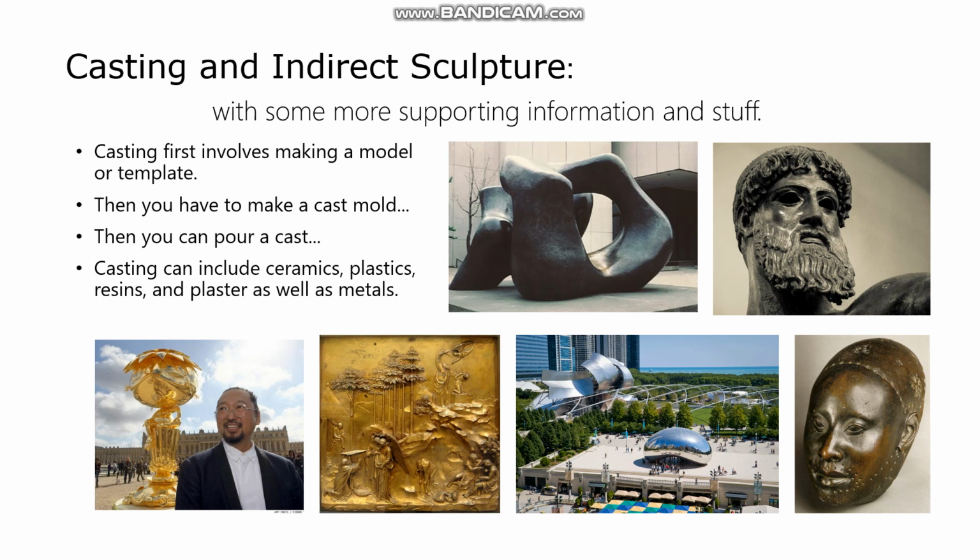Most casting is done with metals, and that means that this has to be a pretty intense and dangerous kind of operation, where you have to design a mold to hold molten bronze, or, let's try to think of another example, molten copper or silver, and so that's pretty intense. But there are other things you can use to make indirect sculpture with, such as you could use plastics, or plaster, or ceramics for that matter, or resins.